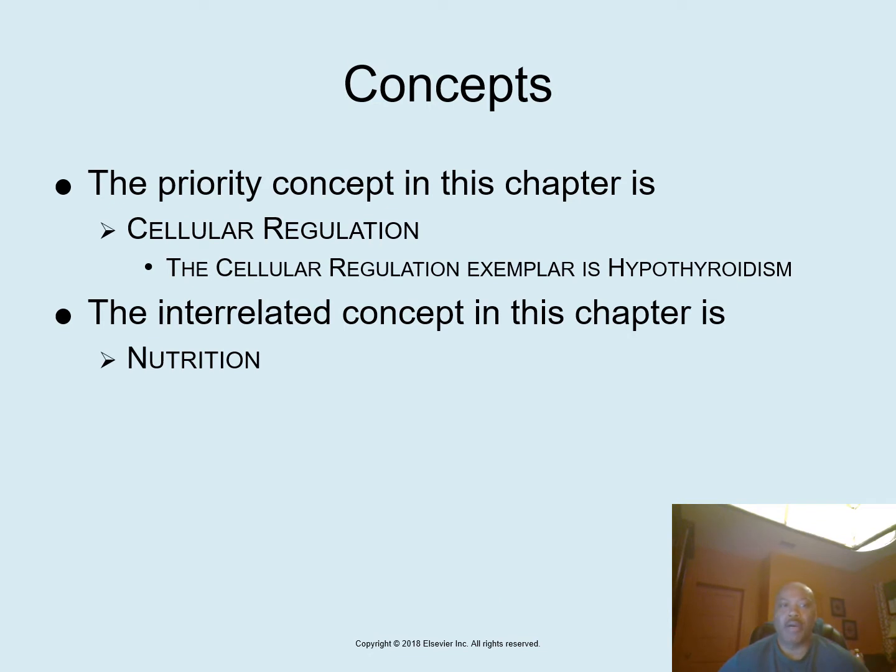So the priority concept in this chapter is cellular regulation. The cellular regulation exemplar is hypothyroidism. The interrelated concept in this chapter is nutrition.